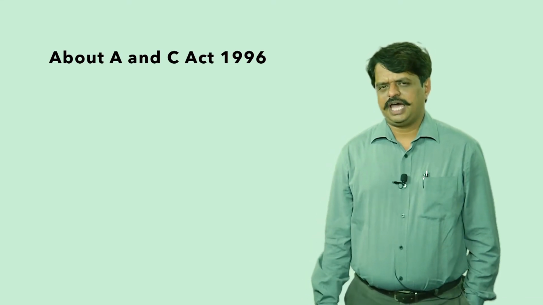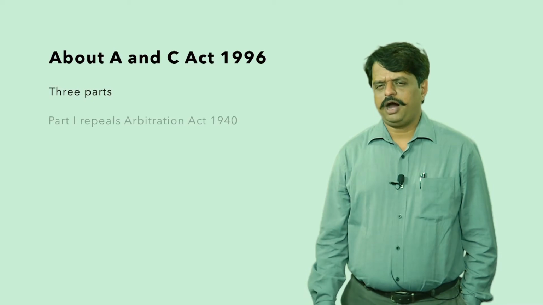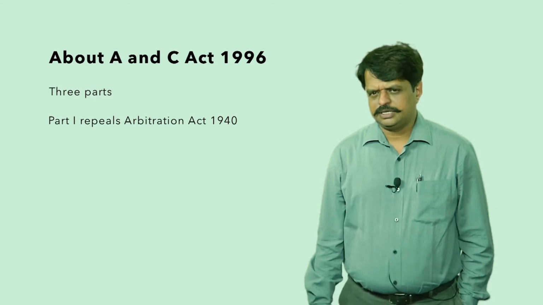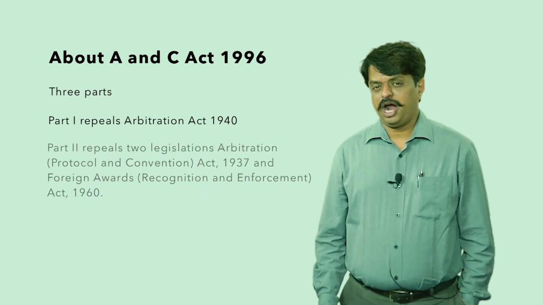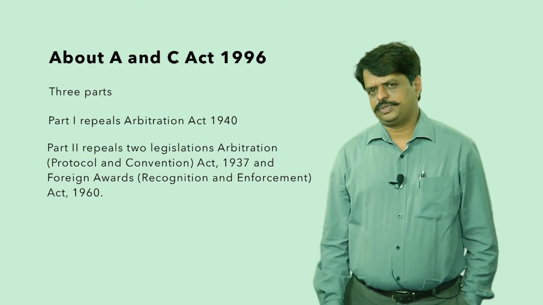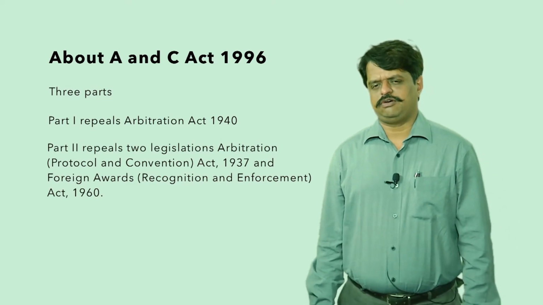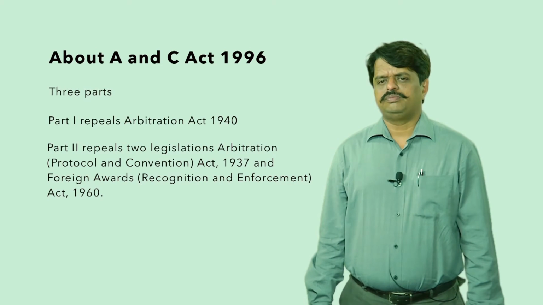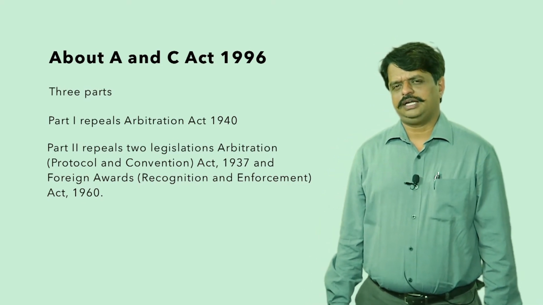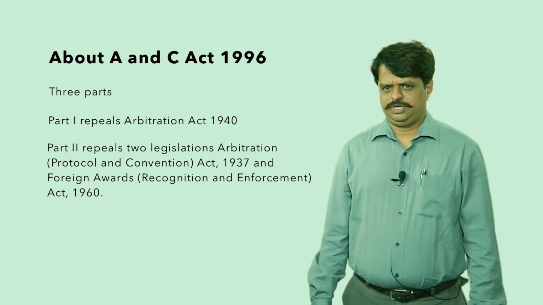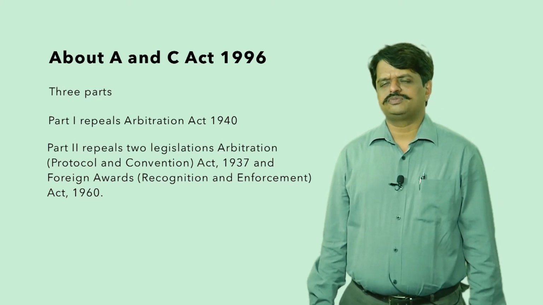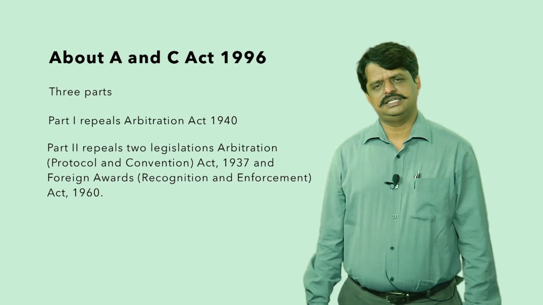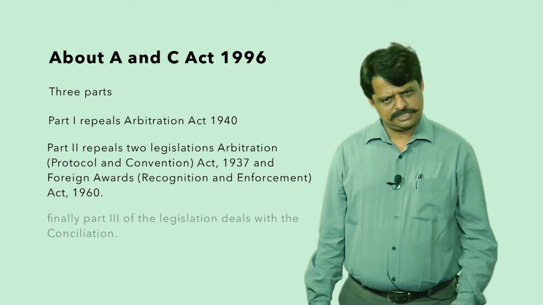So, the Arbitration and Conciliation Act comes in three parts. Part 1 talks about arbitrations in India, where it repealed the Arbitration Act 1940. Part 2 repealed two legislations which were a result of two conventions of the United Nations and one convention of the League of Nations, that is the Arbitration Protocol and Convention Act 1937, and the second one is the Foreign Awards Recognition and Enforcement Act 1960. Both these legislations were repealed by the Arbitration and Conciliation Act 1996. Then there is part 3.